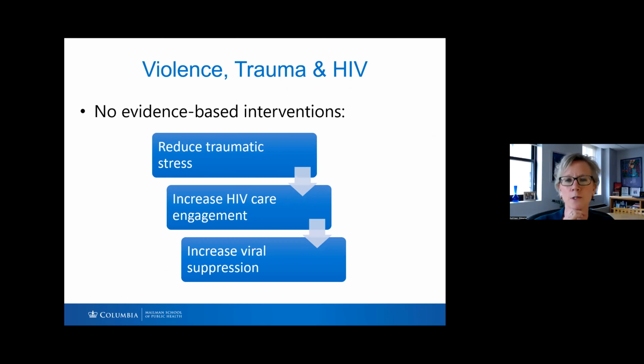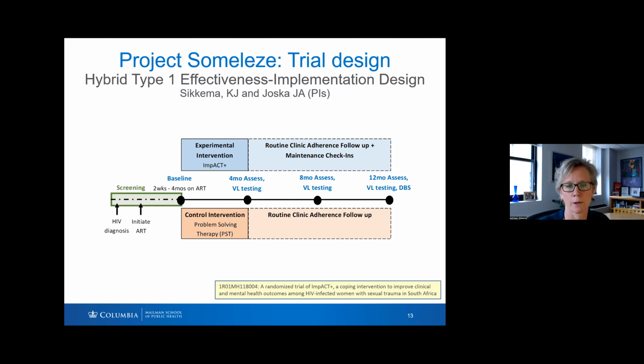But what we're trying to do is, there are ongoing and a couple of completed mental health intervention trials focusing on depression, looking at viral load suppression. And there are studies going on with interpersonal violence and other trauma interventions, but we're trying to show in this case that if we reduce traumatic stress, can we increase care engagement and then increase viral load suppression? So I'm going to give you the overview first of the study design, then give some background on how we got to the study design and progression of studies there.